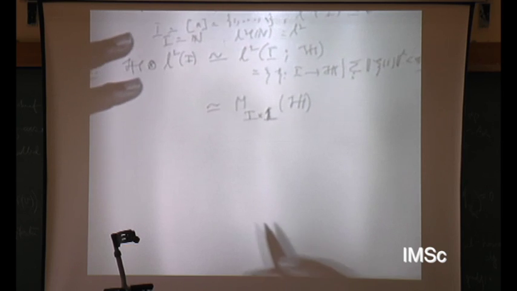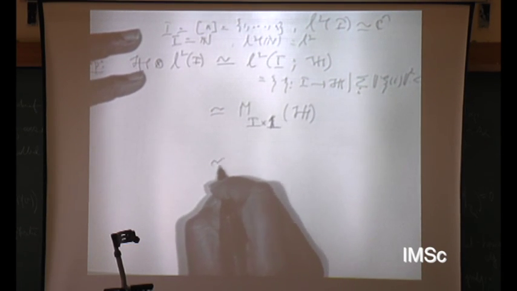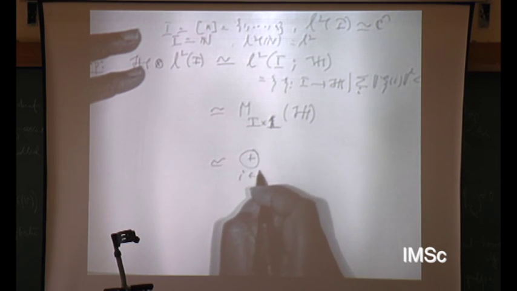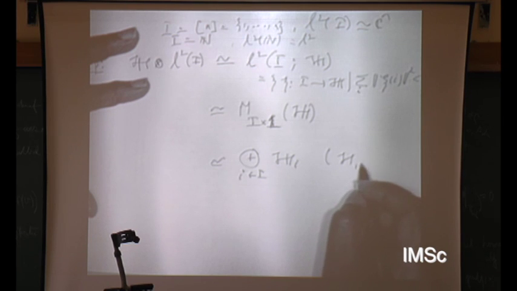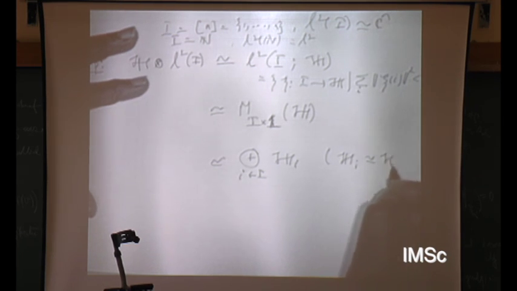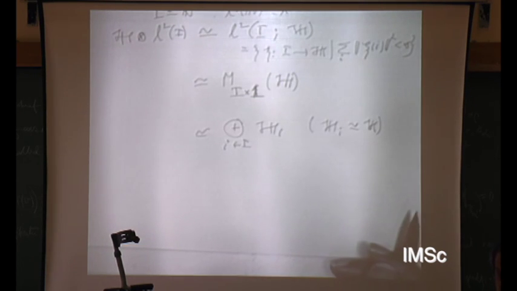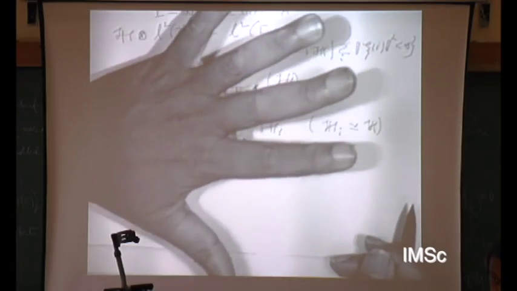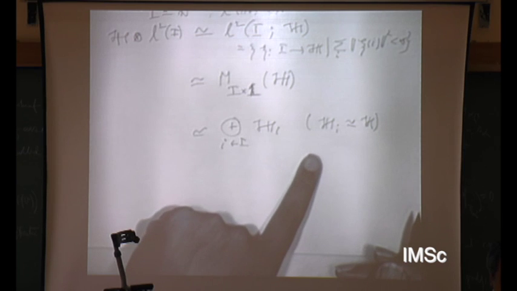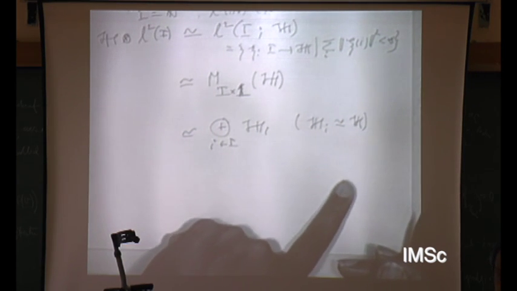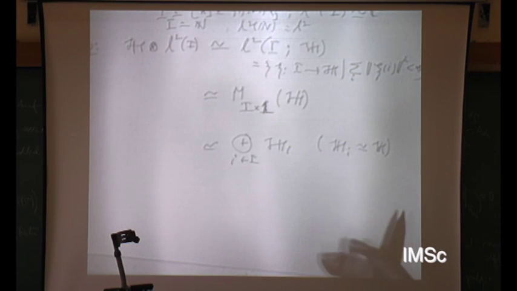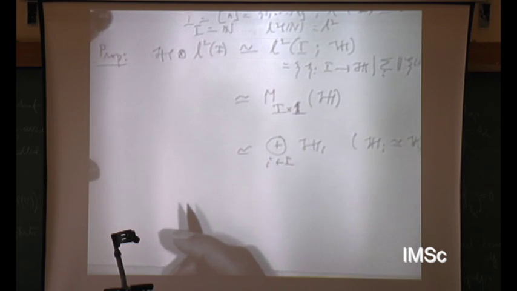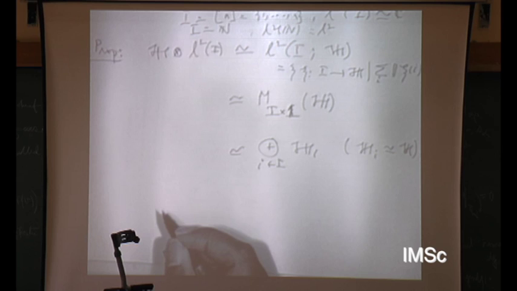M I cross 1 means column vectors, indexed by H, or the direct sum over I of H_I, where every H_I is really unitarily equivalent to H. When I say tilde, I mean that there is a natural unitary from this space to that space. So if I have unitaries from H_I to H for all I, then there will be a natural way of identifying this infinite direct sum. All these four are identifiable. I just have told you what they look like.